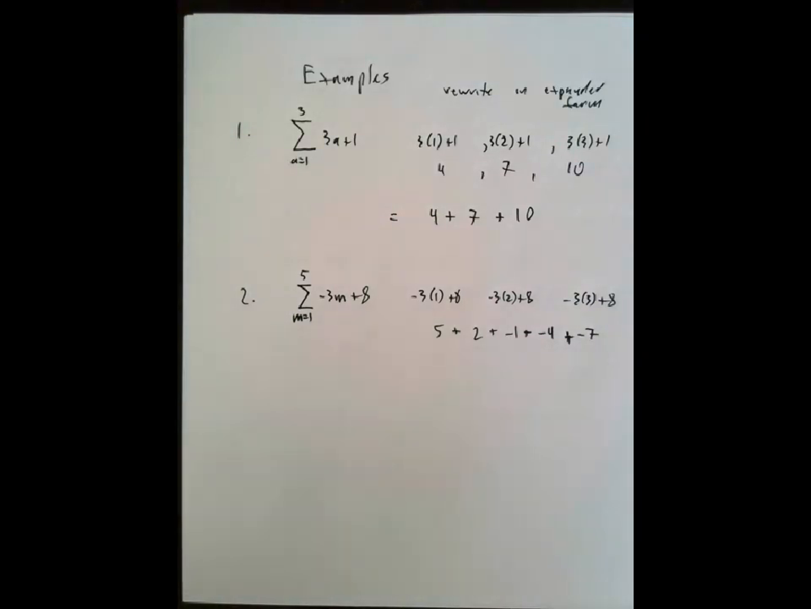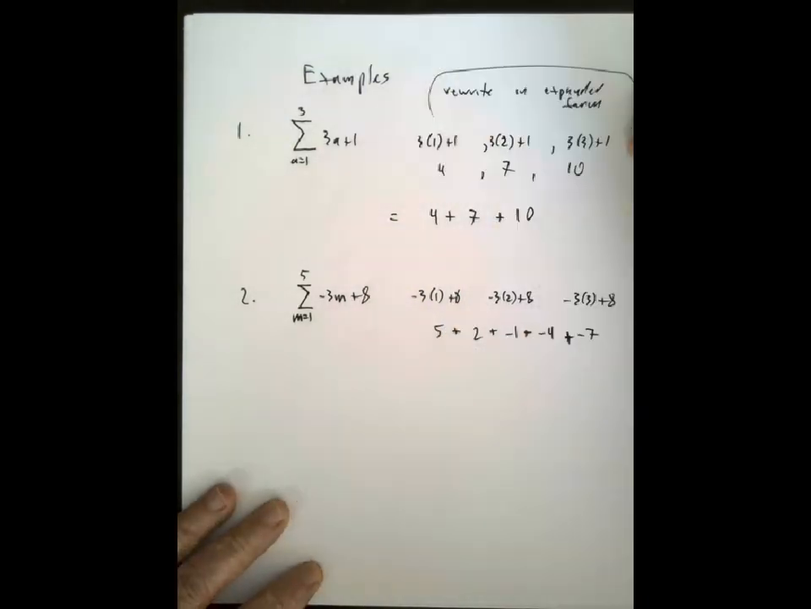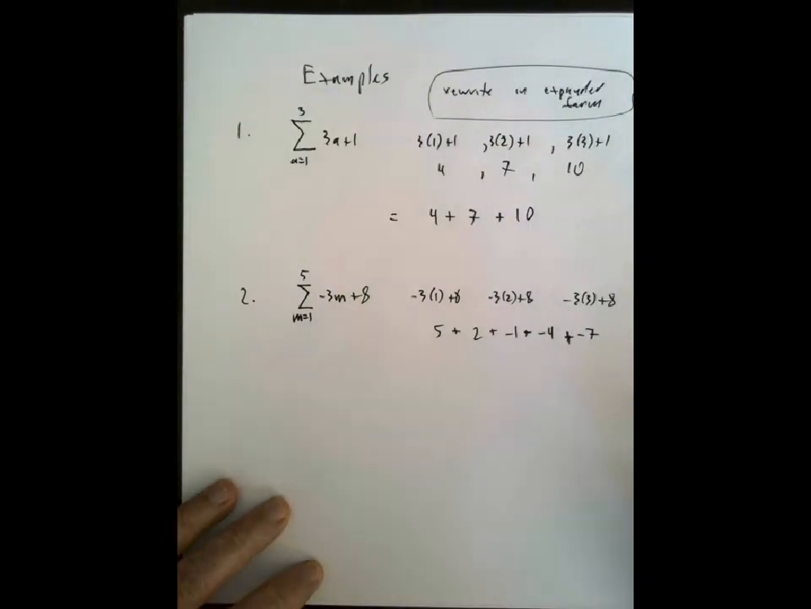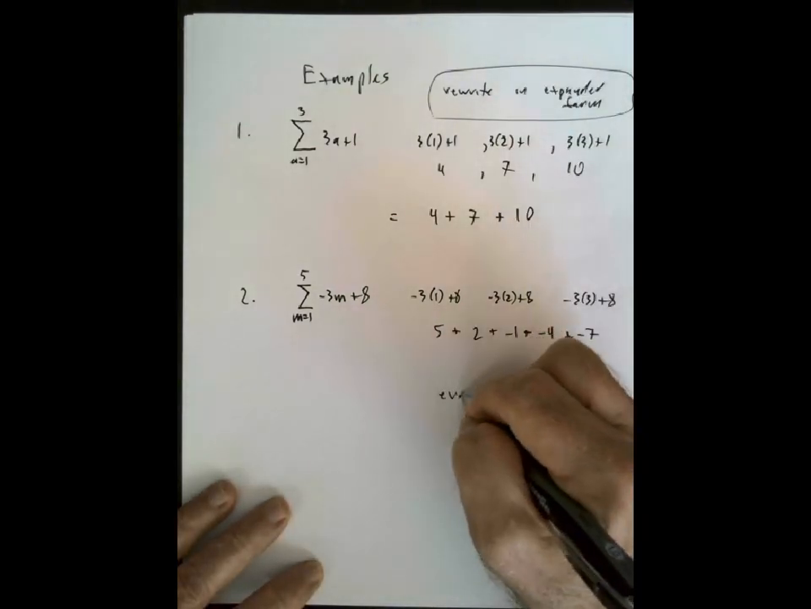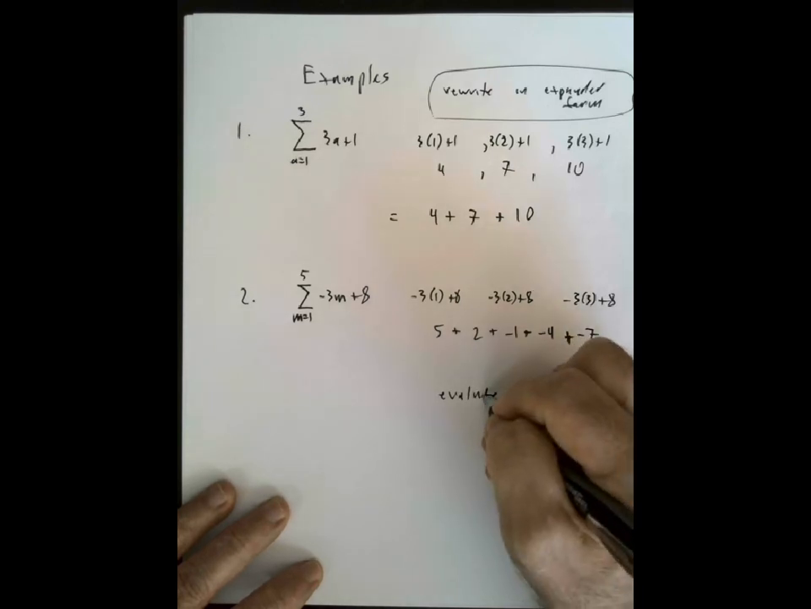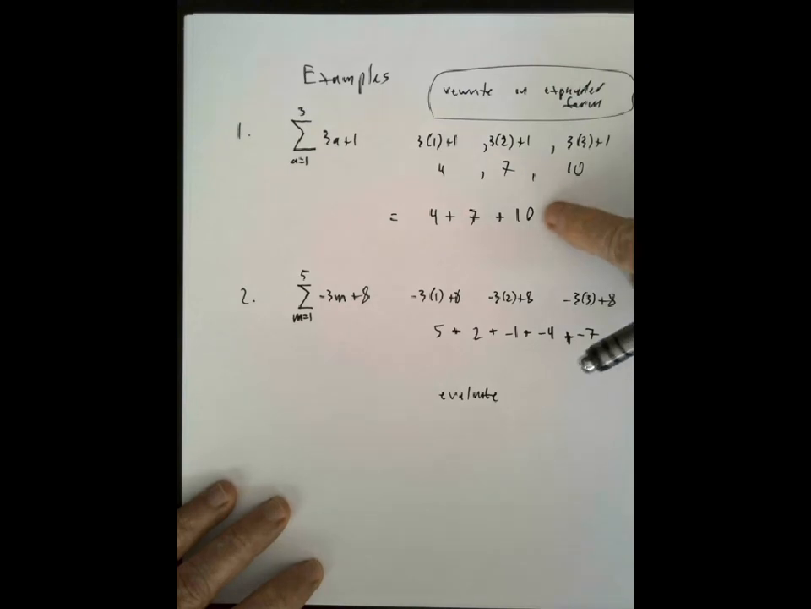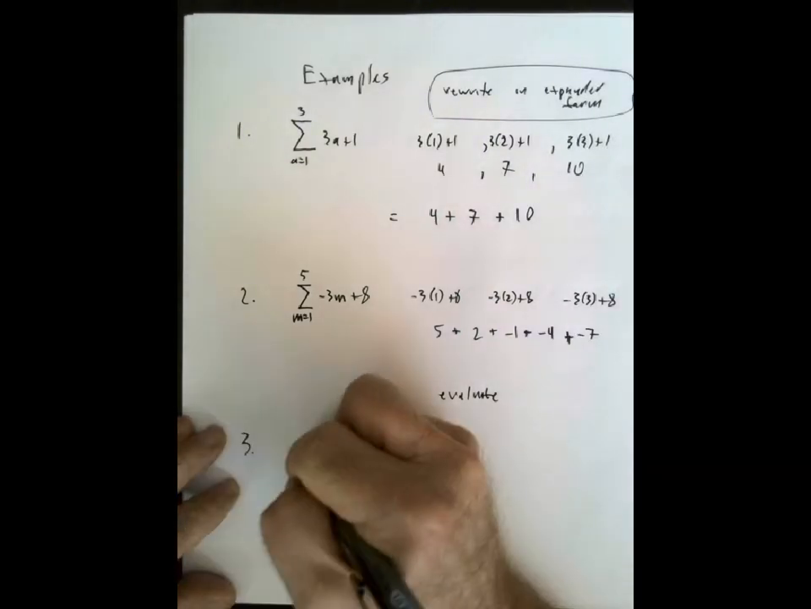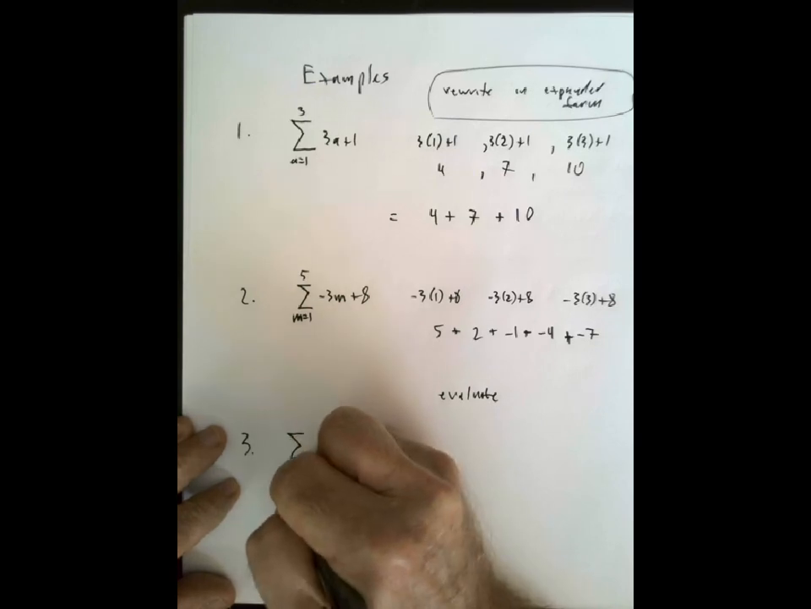Okay, does that make sense? That's how you rewrite a series in sigma notation in an expanded form. Okay, now, on the other hand, so this is rewrite in expanded form, okay? Let's say you had to evaluate. That means once you've written it out as a series, you actually add the terms together, right?